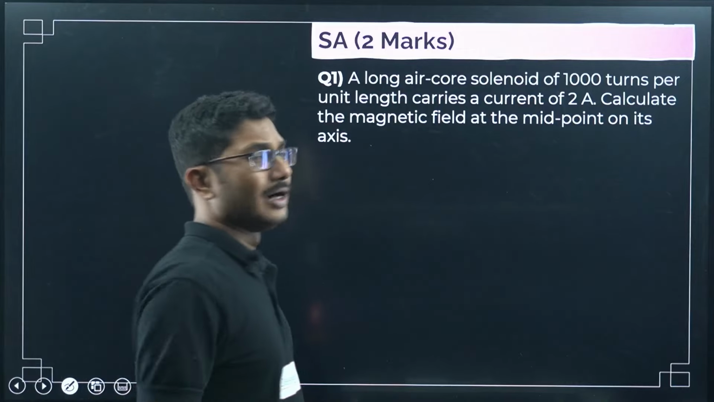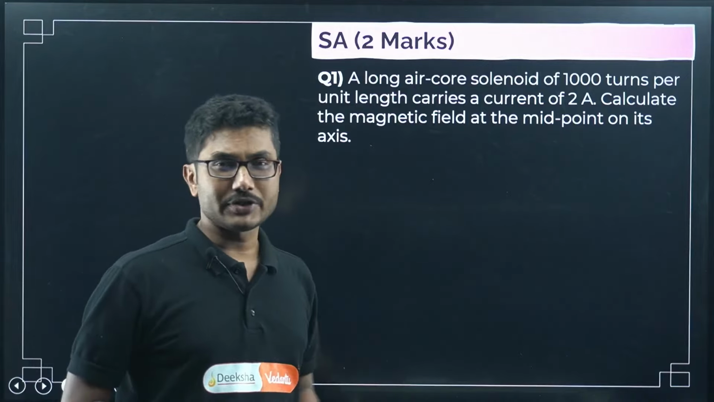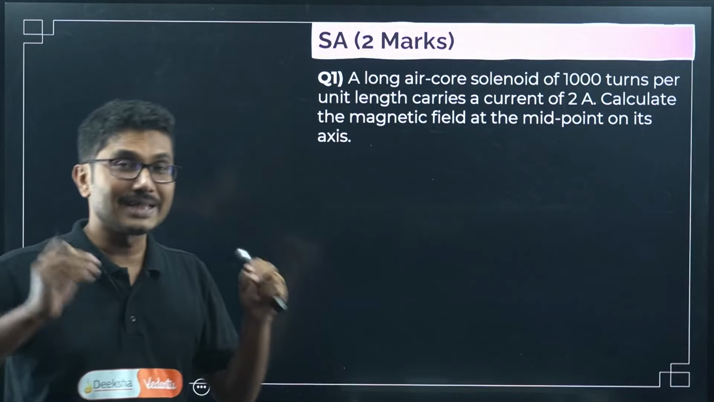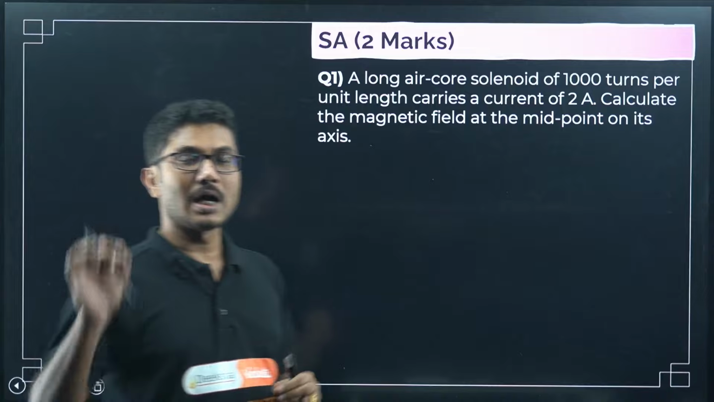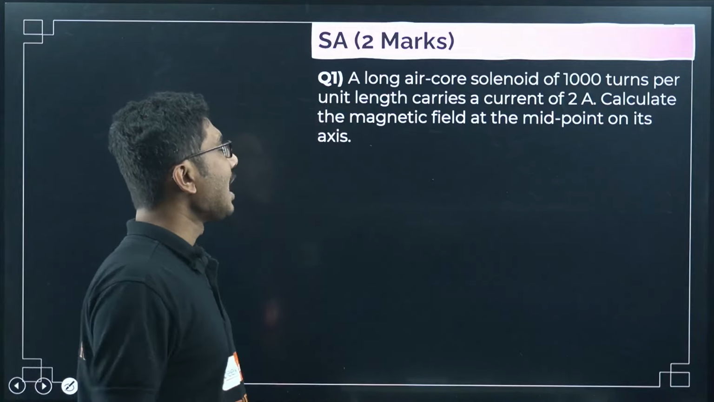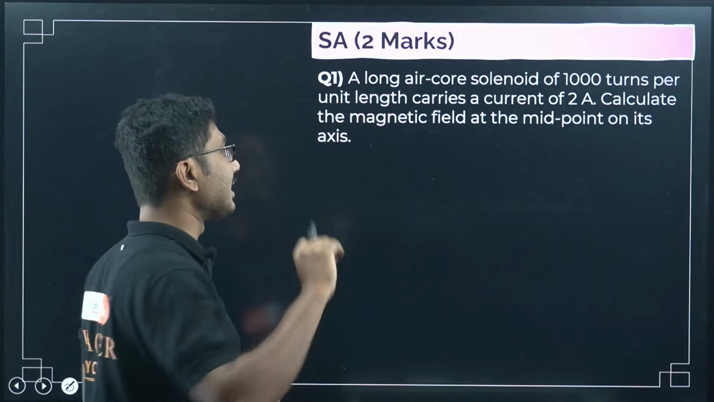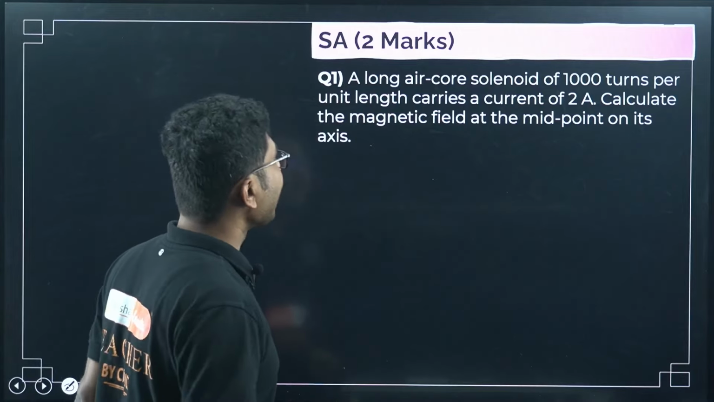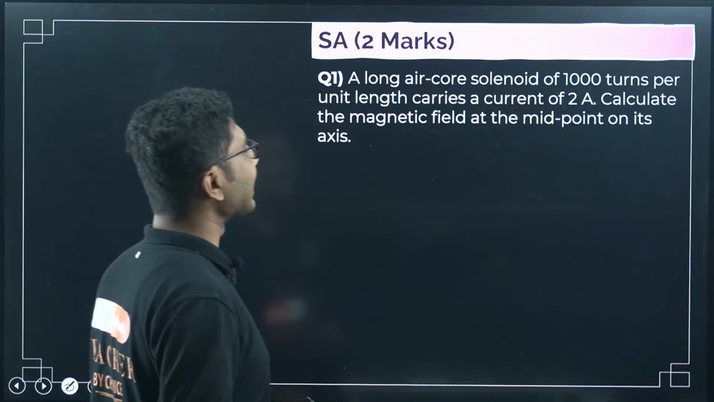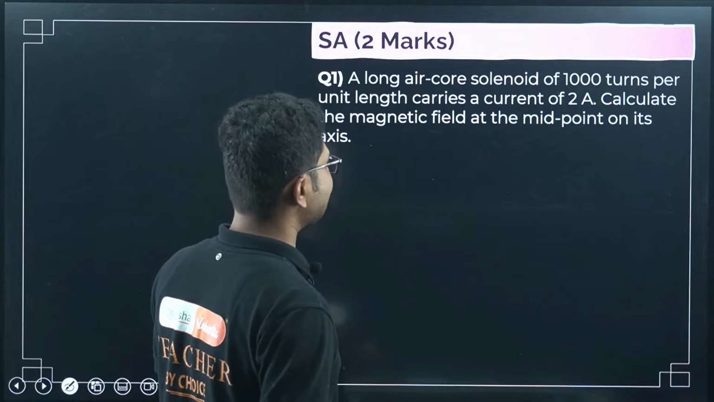Now this is a numerical question. You need to remember a few formulas for these 2-mark numerical questions. If you are able to answer other questions, you can skip these, but these are very easy questions, only one formula, one equation. If you apply it, you can answer it correctly. For example, this is a very common type of question that almost comes every year: a long air core solenoid of 1000 turns per unit length carries a current of 2 ampere. Calculate the magnetic field at the midpoint on the axis.